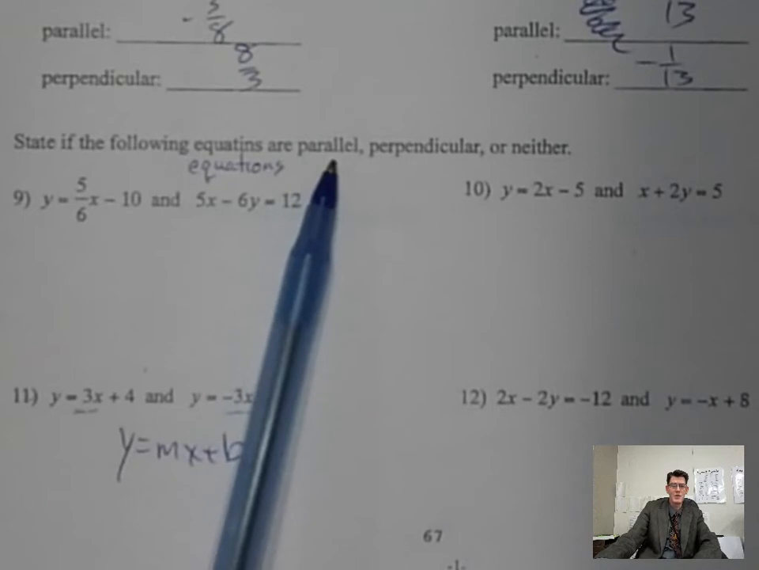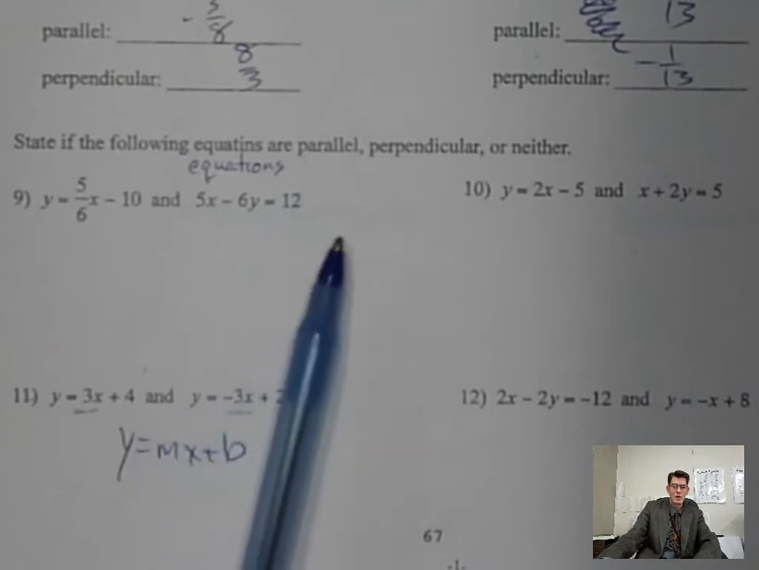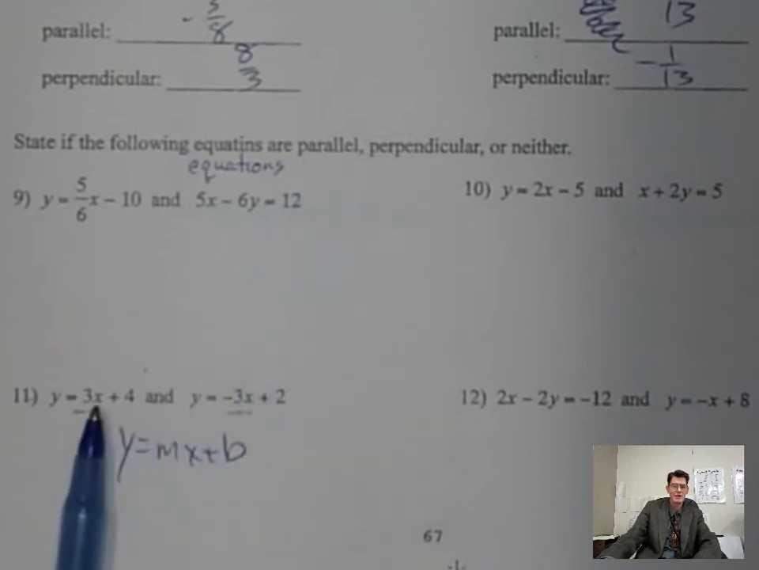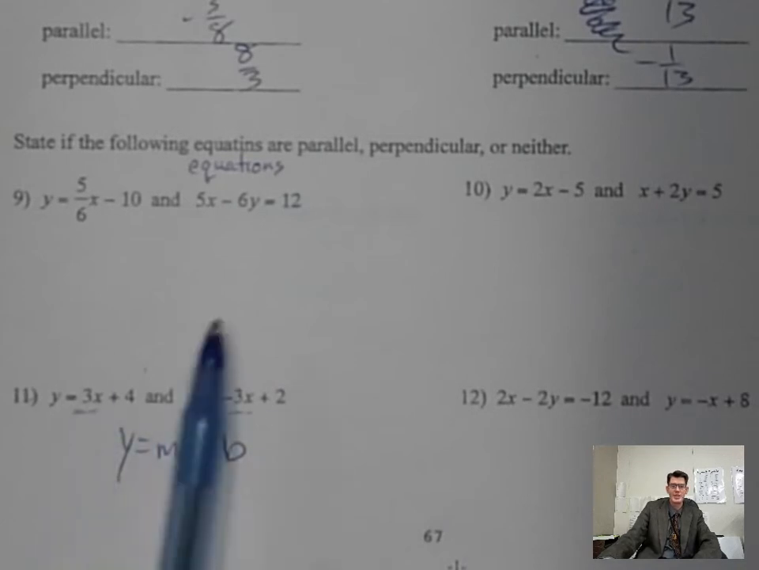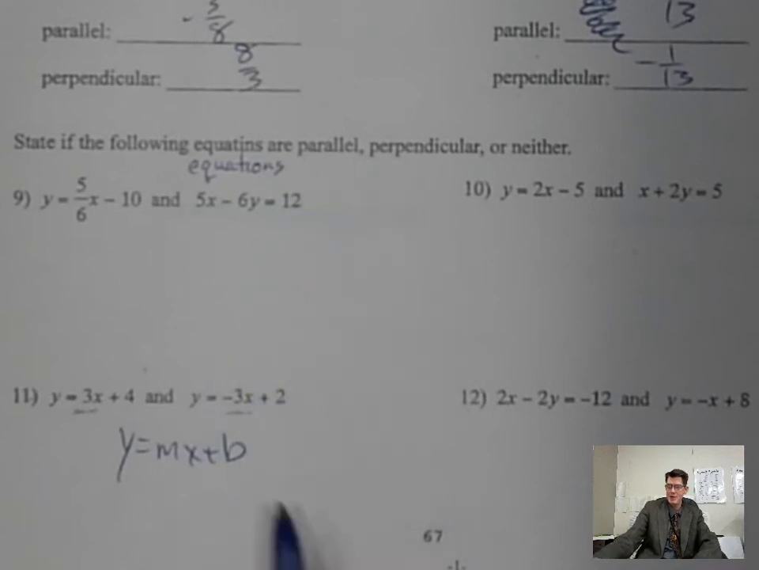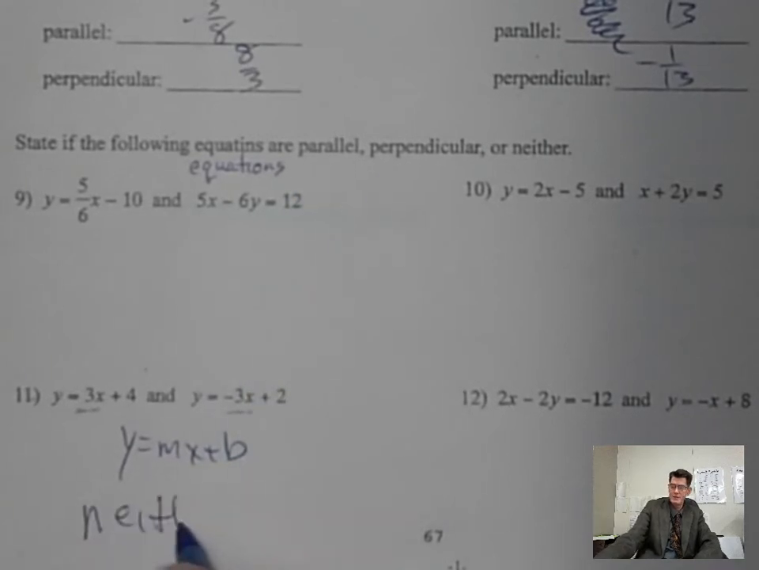Are they equal? Are they the same? Nope. Are they the upside down negative of each other? Nope. They're both 3. None of them is the upside down, none of them is 1/3. So they're not that. They're not that. They must be neither.